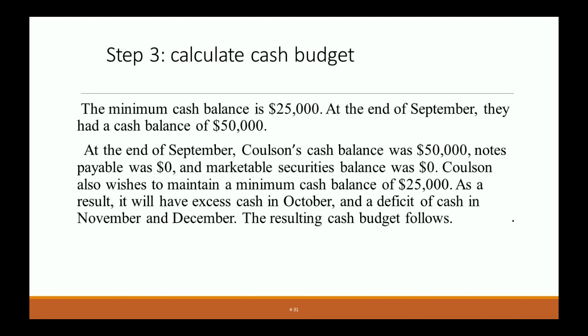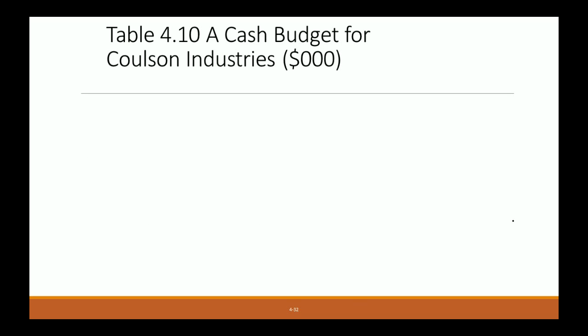We do have a minimum required cash balance of $25,000. And we do know that at the end of September, they had a cash balance of $50,000. So at the end of September, their cash balance was $50,000. Notes payable was 0. Marketable securities was 0. And so we will develop our cash budget for October, November, and December.